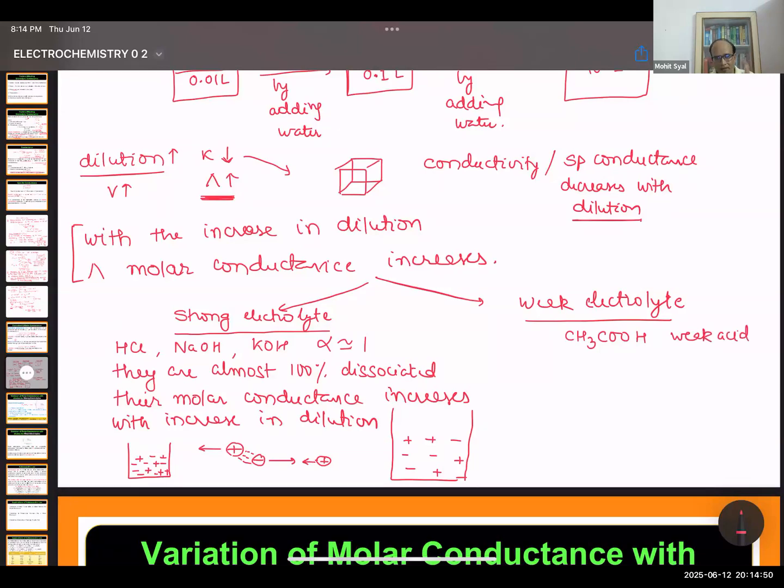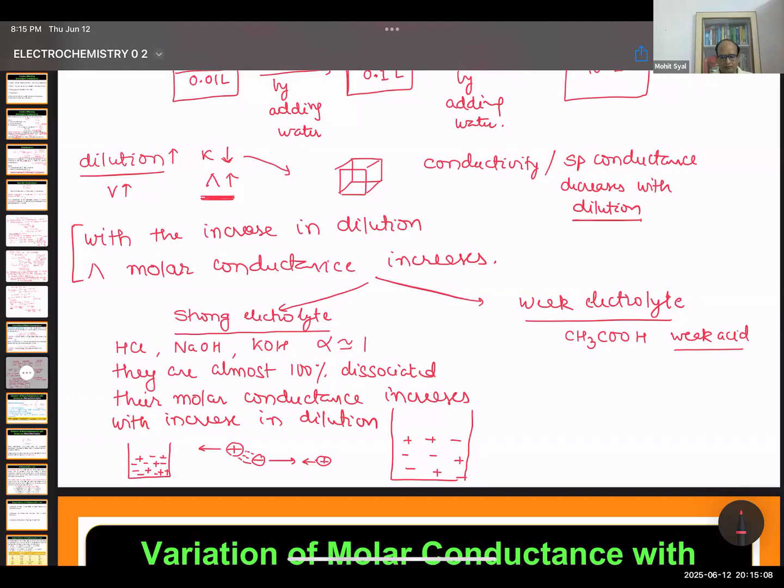And it does not dissociate completely. Dissociation may be 10%, 5%. Out of 100, only 5 molecules dissociate into H plus and acetate ion. It is a weak acid, a weak electrolyte, like ammonium hydroxide.